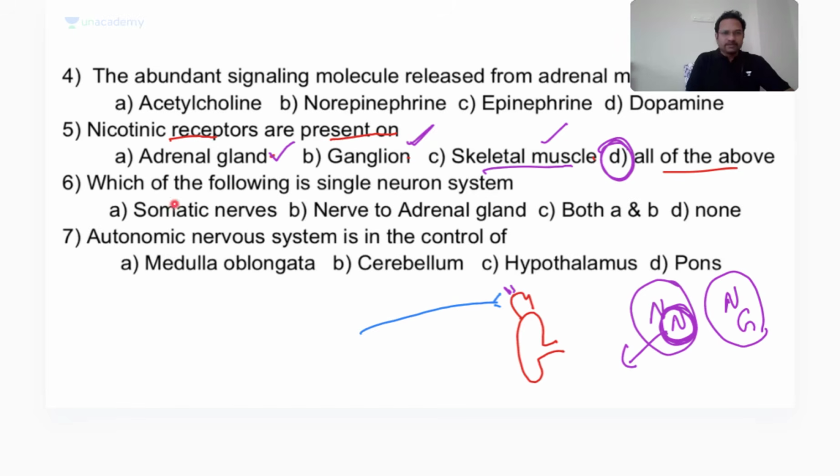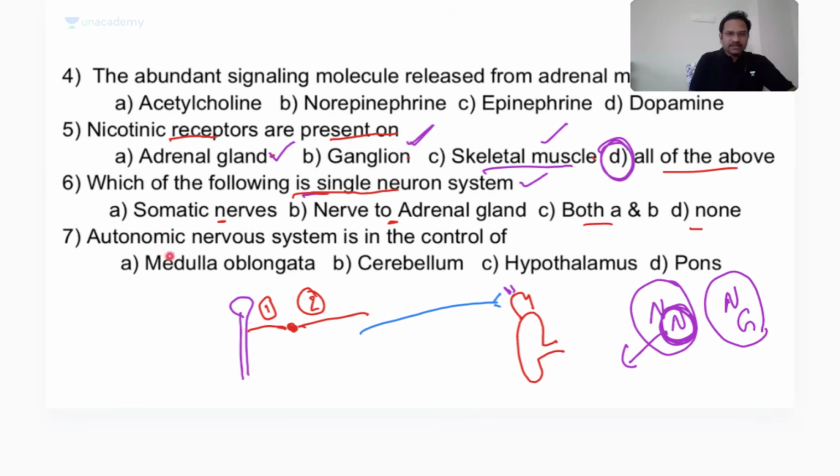Okay. Now, which of the following is a single neuron system? Now, single neuron system means, understand this thing. See, the autonomic nervous system is considered a two neuron system. A preganglionic neuron is there, and then a postganglionic neuron is there. One, two neurons are there. Now, the question is asking about a single neuron system. Somatic nerves, nerve to adrenal medulla, both A and B, none.